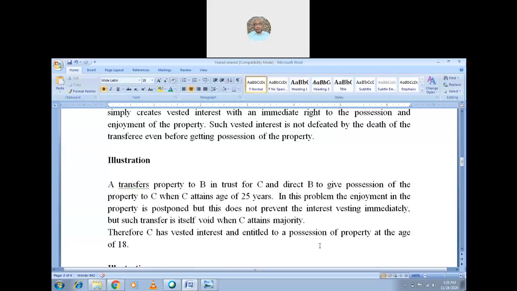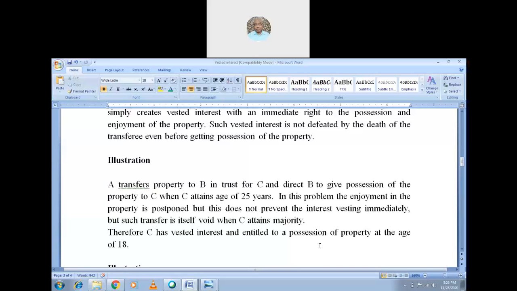If you keep the period beyond majority, then such a transfer will be void, because as soon as the son, C, attains the age of 18 years, he can immediately enjoy the property and transfer it. The vested interest comes at that instant, when he attains 18 years. That is the point. But if more than 18 years is given over there, that would be a wrong transfer.